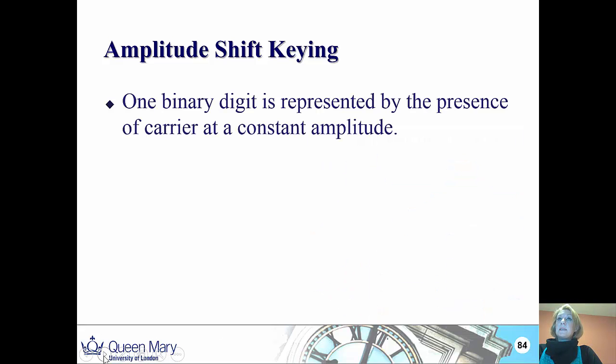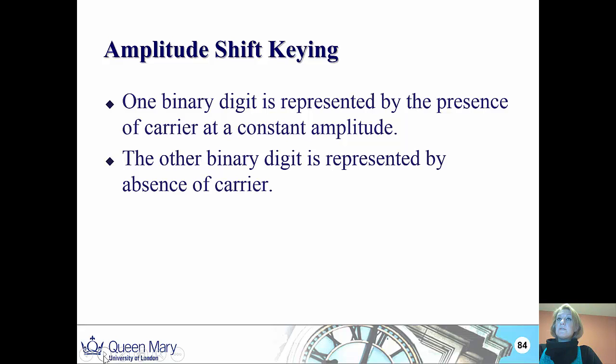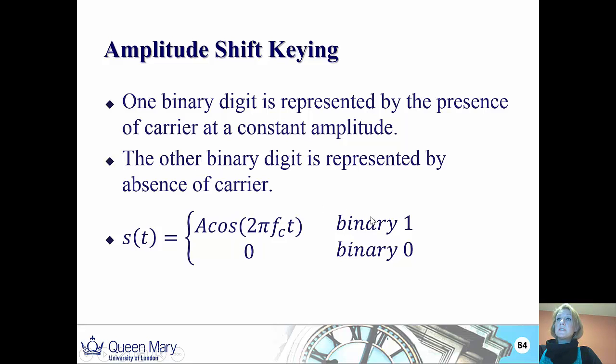So one binary digit is represented by the presence of a carrier at a constant amplitude, and the other binary digit is represented by the absence of a carrier. Okay, so we have a 0 voltage where we're conveying a binary 0, for example, whereas when we're conveying a binary 1, then we're representing this in terms of the presence of a constant amplitude. Okay, so we've got two different ways in which we can communicate the binary 1 and the binary 0 based on the structure of the sine wave.